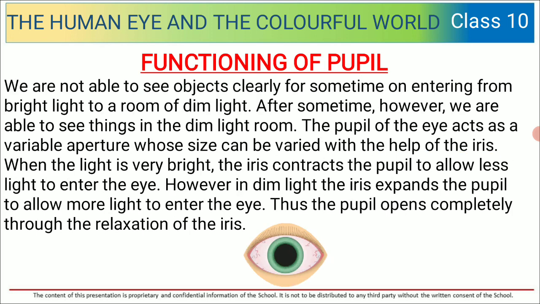Functioning of the pupil. We are not able to see the objects clearly for some time on entering from bright light to a room of dim light. After some time, however, we are able to see things in the dim light room.